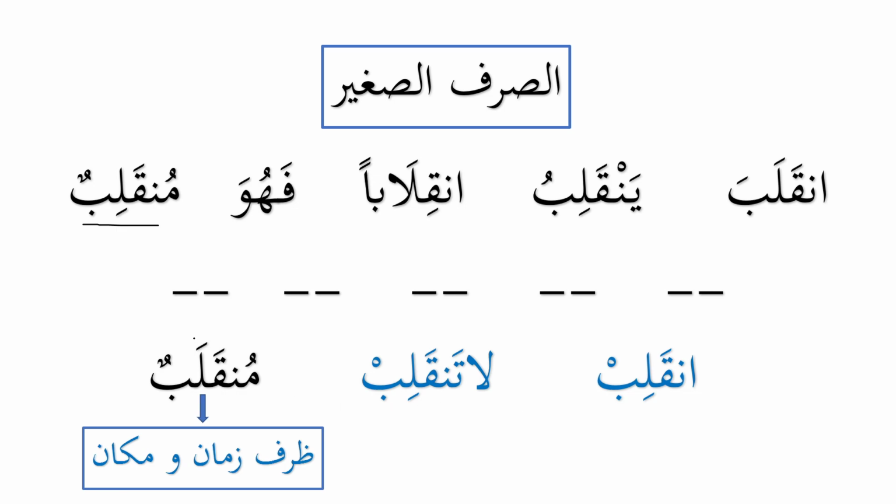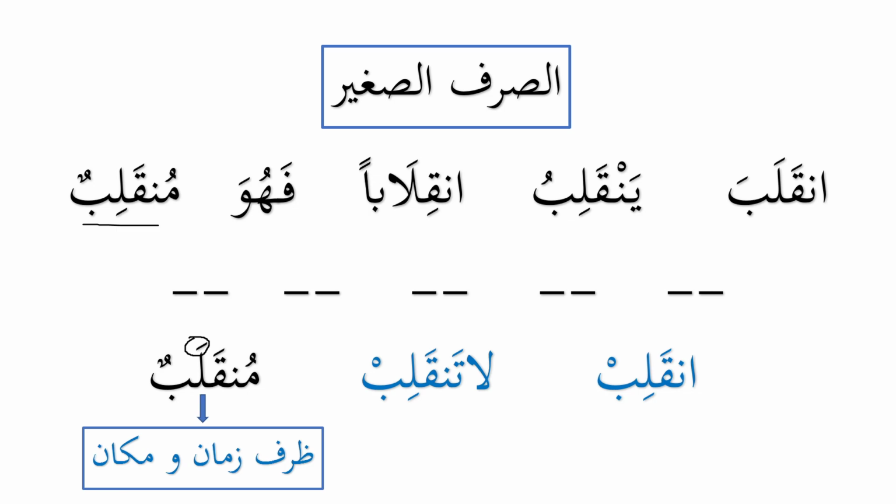However, we have munqalabun, and it is going to serve as dharf zaman wa makan. You know that there is no specific pattern of derived forms of the verb for dharf zaman and makan. So what happens is the wazn of maf'ul bihi, the pattern of maf'ul bihi, takes the place of dharf zaman and makan when needed. It's not always the case, but whenever needed, it will take its place.